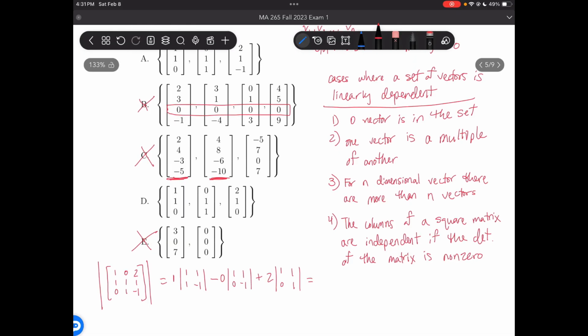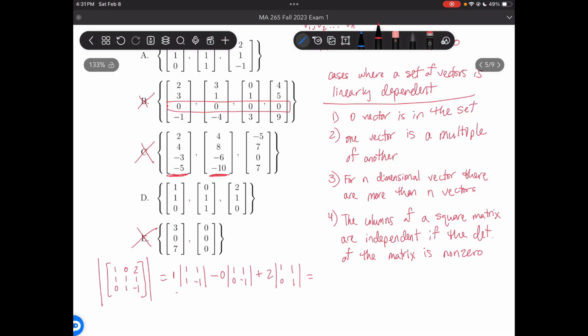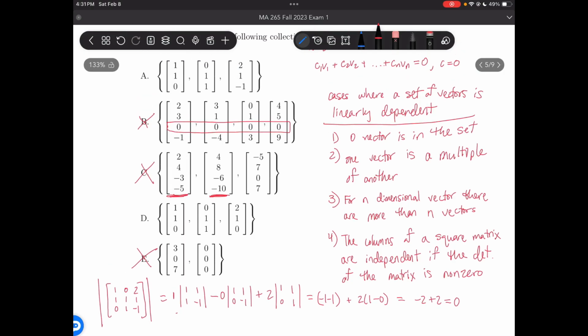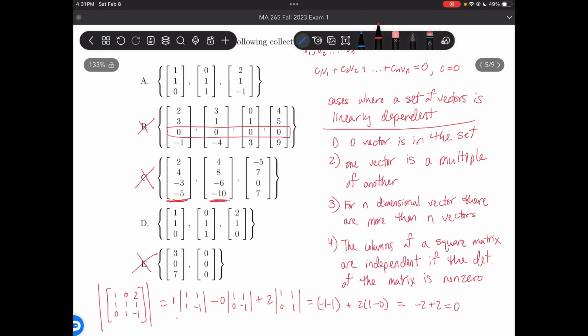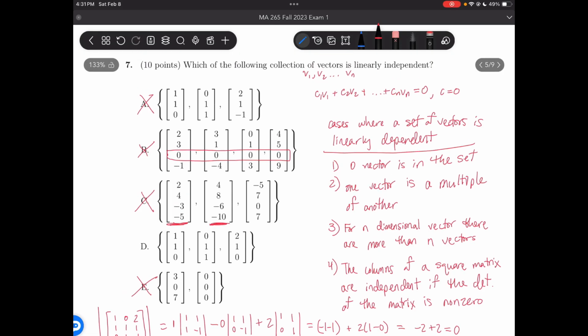Okay, now if I solve, this first determinant would be negative 1 minus 1, which is equal to negative 2. Just keep that like that for now. Plus 2 times 1 minus 0. And I think that's equal to negative 2 plus 2, which equals 0. So since the determinant of this matrix is 0, that means that the columns of that matrix, which are these three vectors, are dependent, which means A is not our answer either. So the collection of linearly independent vectors is option D.